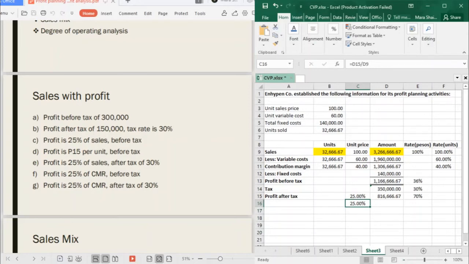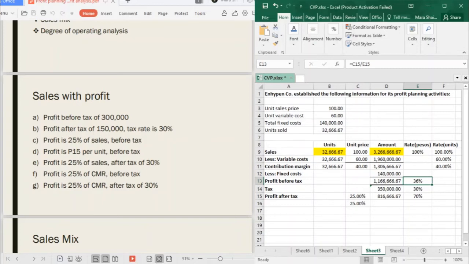So, again, analyze. The important thing is that you know how to analyze. So again, the problem or the difference is in how you get your net profit rate. The 25% given is not the net profit rate, because it is after tax, 30%.